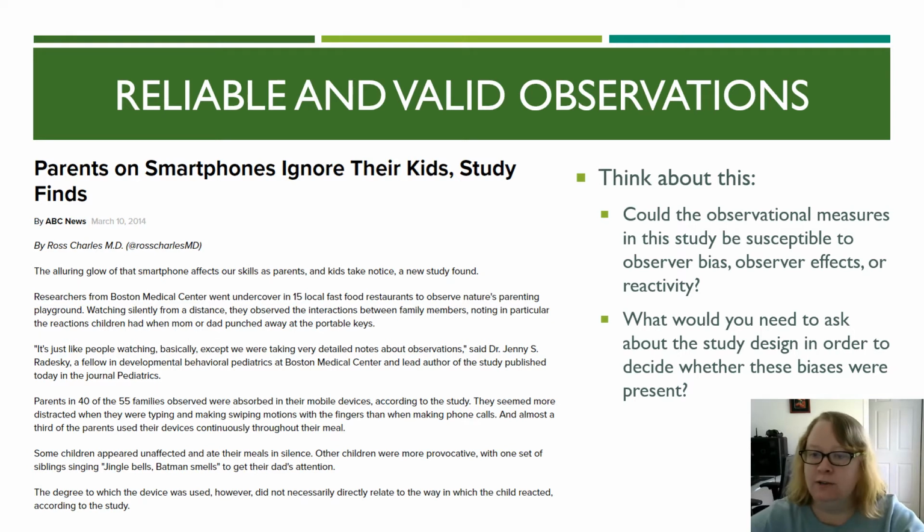Okay, so if we're thinking about whether the observational measures in this study could be susceptible to observer bias, observer effects, or reactivity, the key thing I want you guys to look at in this excerpt is in the second little paragraph there: they went undercover in 15 local fast food restaurants to observe nature's parenting playground, excuse me. Watching silently from a distance, they observed the interactions between family members, noting in particular the reactions children had when mom or dad punched away at the portable keys. That's kind of the main thing here.